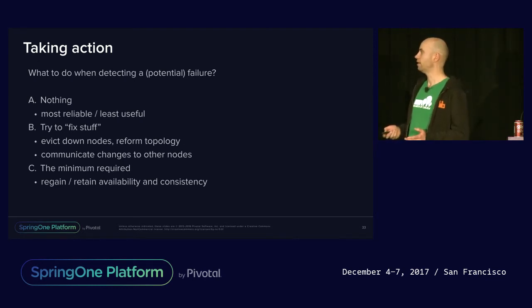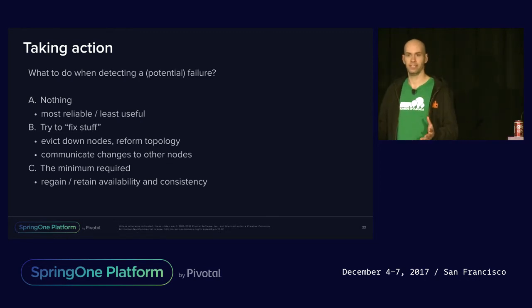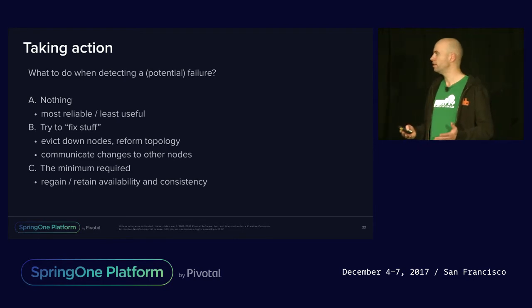An alternative to that is to try to fix stuff. You know, a failure is detected, or a potential failure, and everyone tries to kind of fix the issue, try to evict down nodes, maybe reform topologies, communicate changes to other nodes. Everyone gets busy trying to help out. And there's kind of like an intermediary choice where you try to do something, but whatever you do, it's a minimum, absolute minimum that you can do in order to try to regain and retain availability and consistency.